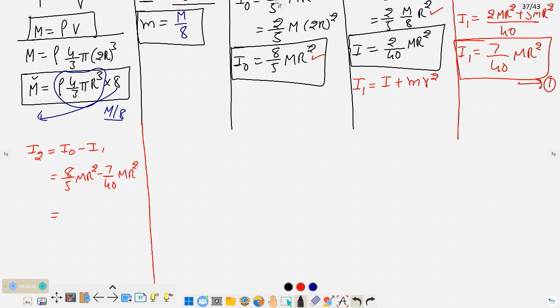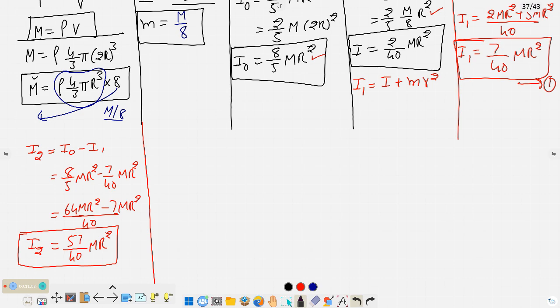8 by 5 mr square minus 7 by 40 mr square. If you take 40 as the LCM, then we are going to get 64 mr square minus 7 mr square. So I2 is equal to nothing but 64 minus 7, 57. 57 by 40 mr square. This is called equation number 2.